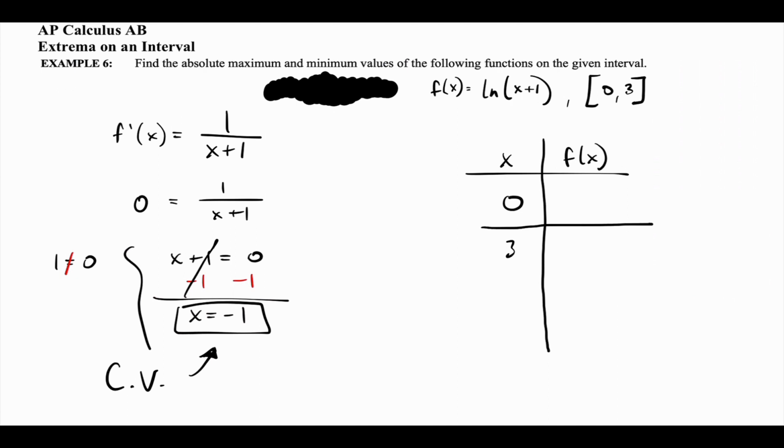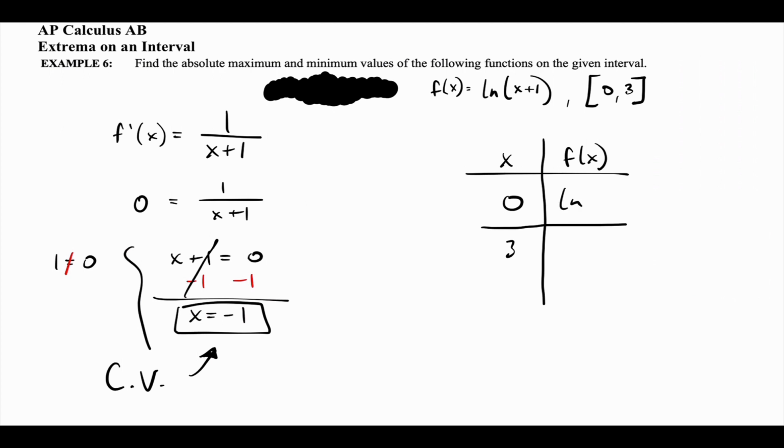I had a critical value at -1. Do I put that in my table? No, why not? Because it's outside the interval. I'm only checking inside the interval from 0 to 3. -1 is not inside the interval, so I don't check it. There are no critical values in between 0 and 3, so I just check 0 and 3.